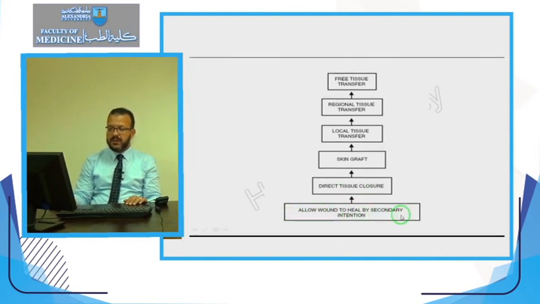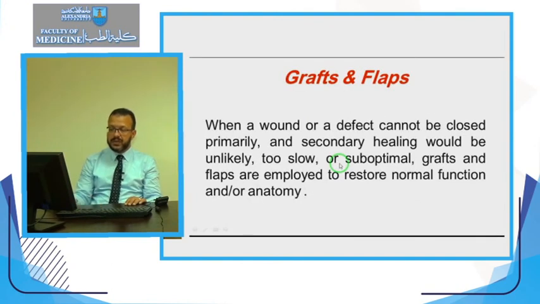As you see, the first step is the most simple, which is allowing the wound to heal by secondary intention. In other words, the surgeon's only role in this type of reconstruction is to do proper dressing. Then there is direct tissue closure. Afterwards, skin graft, local tissue transfer, regional tissue transfer, and the last step and the most complex is free tissue transfer. If you have a defect, your reconstruction will lie in one of these steps according to the criteria of the defect and the availability of tissues used for reconstruction.